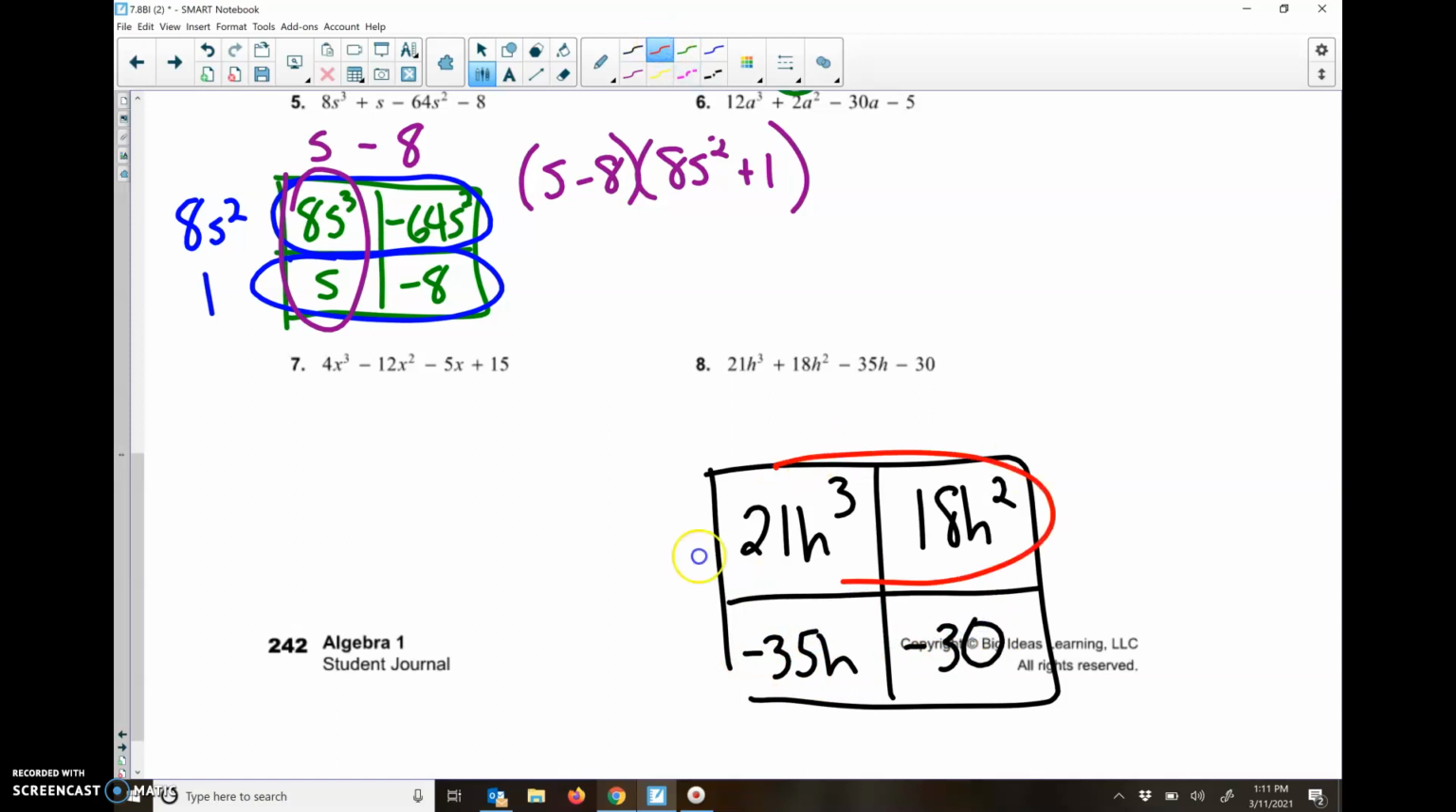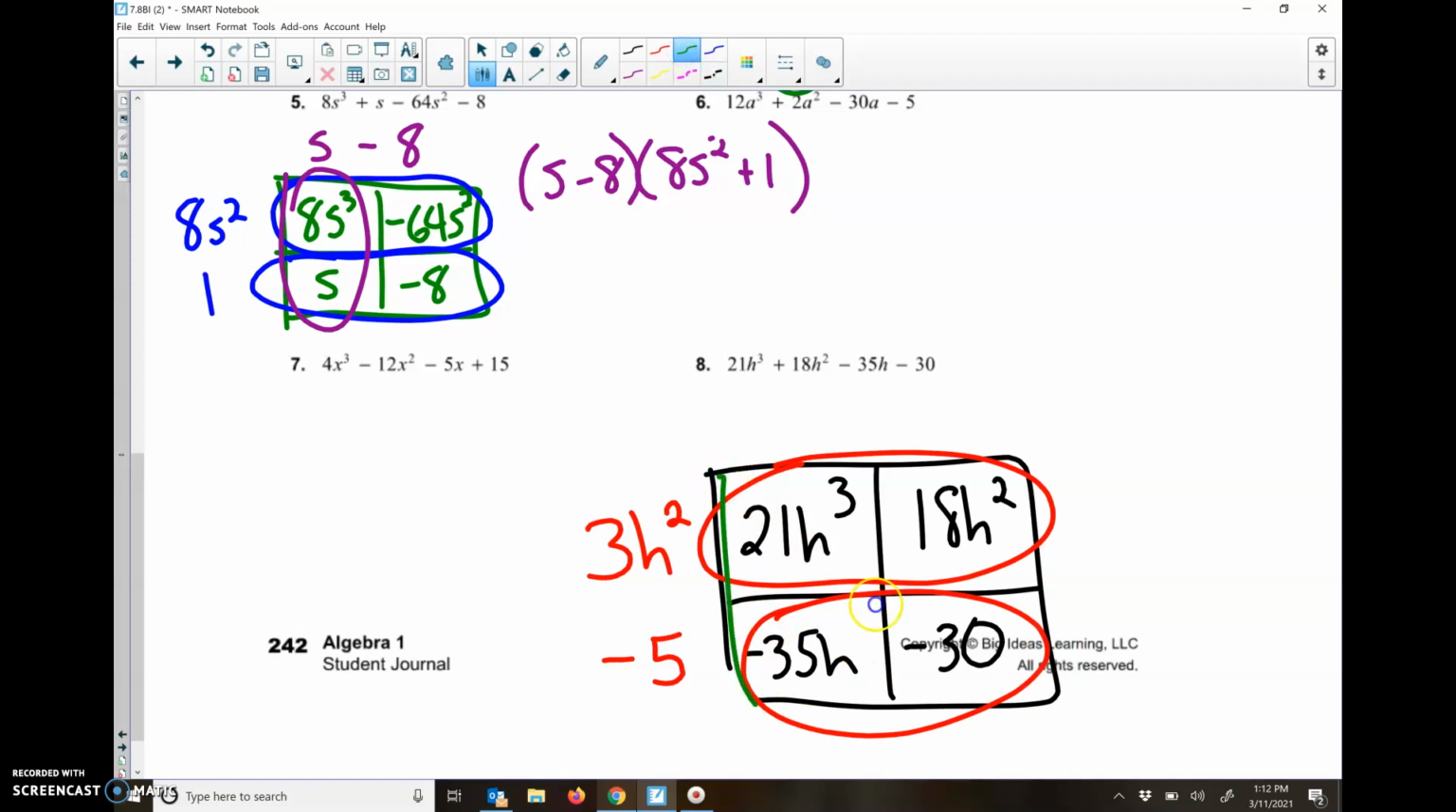Okay, so greatest common factor between 21h to the third and 18h squared. So 3 can go into 21, 3 can go into 18. So my greatest number is 3. This one has 3 h's, that one has 2 h's. So the greatest amount of h's they share is 2. And then we have negative 35h and negative 30. And we figure out negative 5 can go into both of those. Negative 5 times 7 is negative 35. Negative 5 times 6 is negative 30.